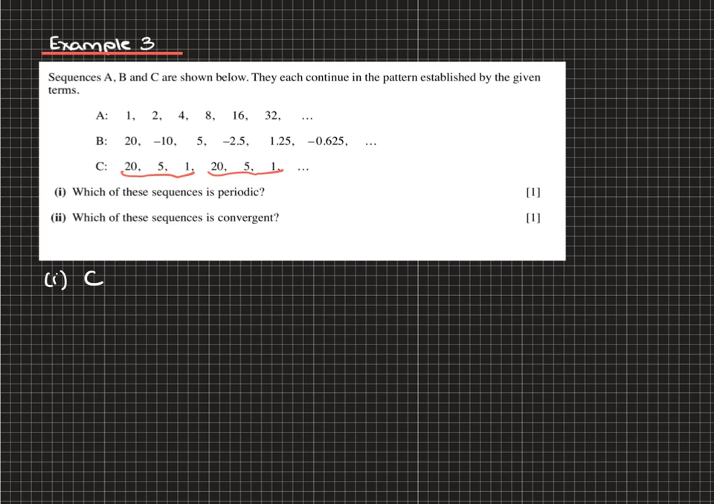Now, part 2, which of these sequences is convergent? So we've established the periodic sequence. Which of these sequences is convergent? So we're looking for a sequence where the terms get closer and closer to a particular value. Now in A, that's clearly not happening because you're doubling the terms, so each time you'll be generating terms that are bigger and bigger. But in part B, you are generating a convergent sequence, and you can see that the terms are converging to a limit of 0 in this case.